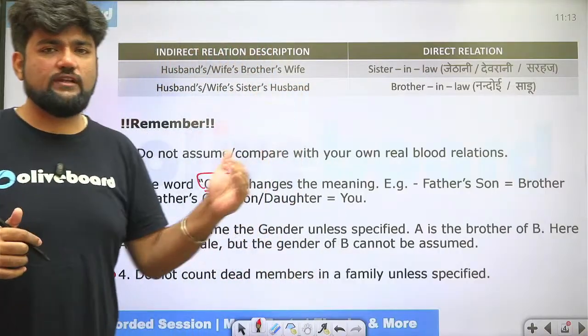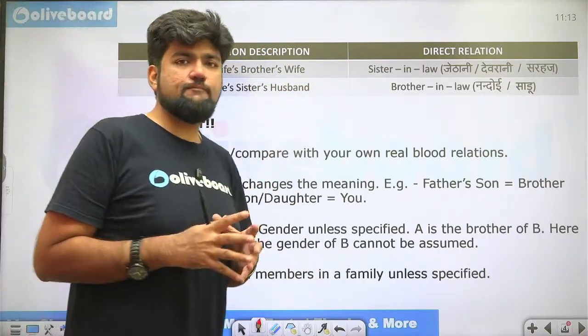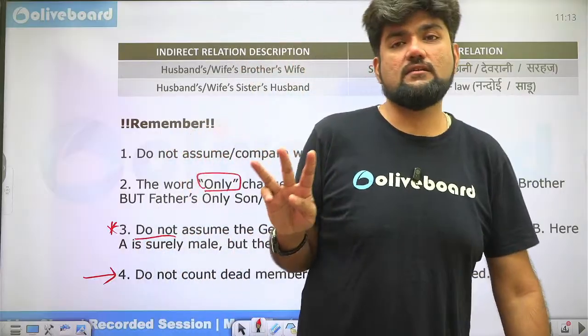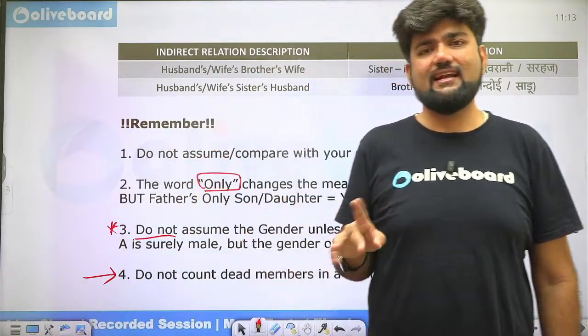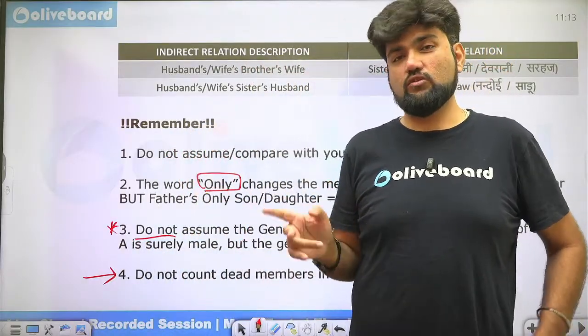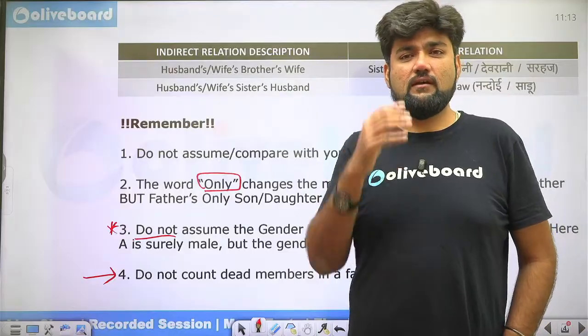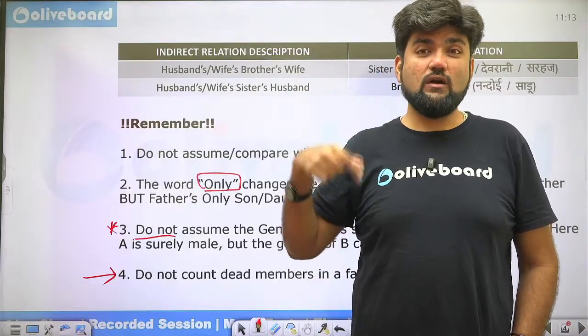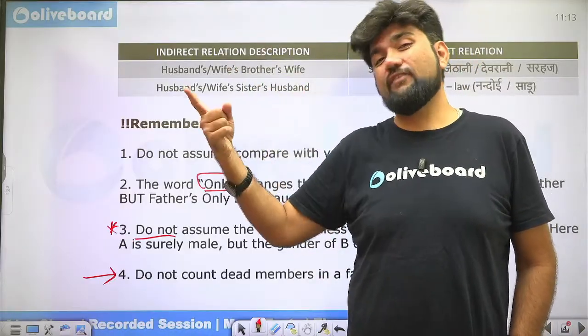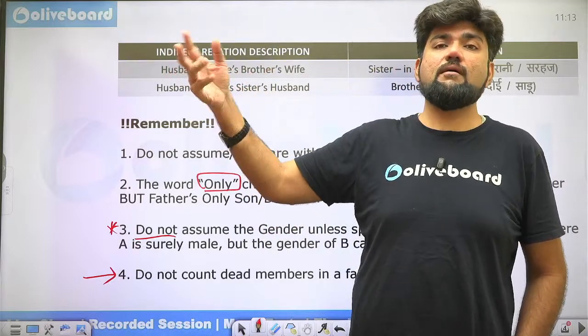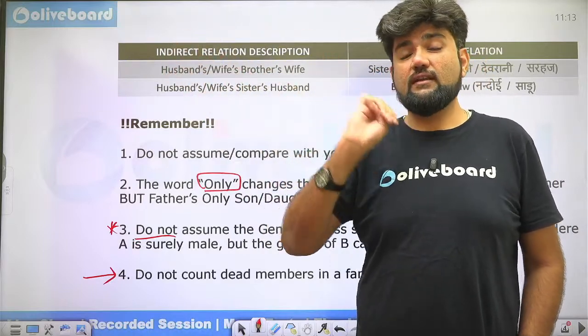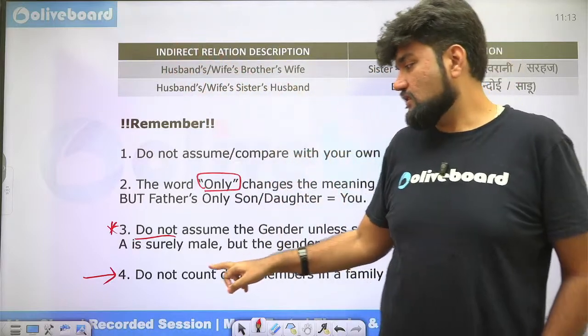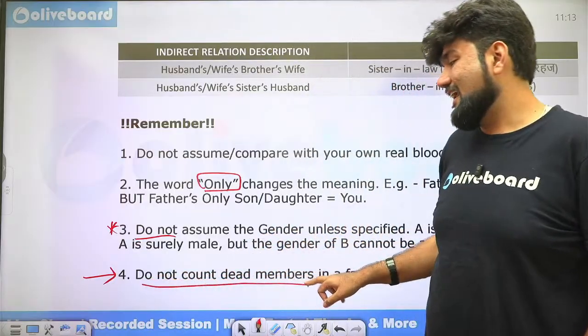Options are 1, 2, 3, 4. So a lot of people mark 3 as the answer. Why? Because they count, obviously, C and D, both the sons of B, but they also count A because B was the widow of A. So they see A also as a male member and they end up counting 3. But unless the question specifies, you do not count the dead members in the family.